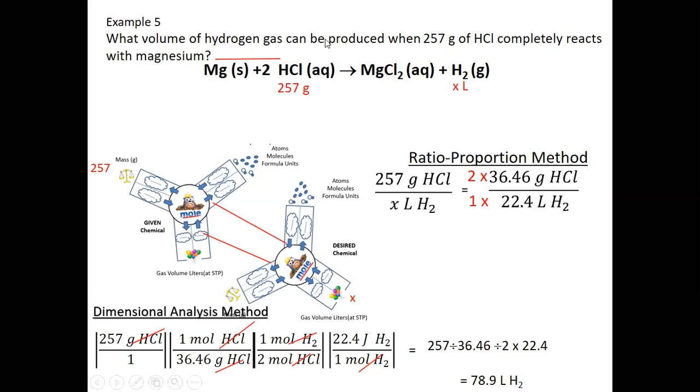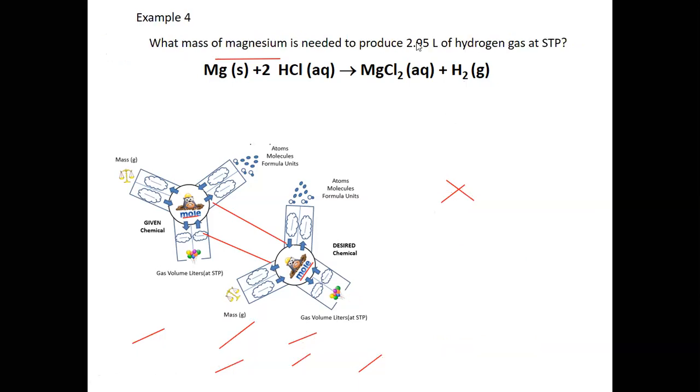That turns this into an equation then. We multiply 2 times 36.46 times X, equals 1 times 22.4 times 257. That reveals an equation. We divide each side by 72.92. And once again, we get the same value that we got from the dimensional analysis method. The ratio proportion method, once again, is the same mathematics, simply organized in a different format.